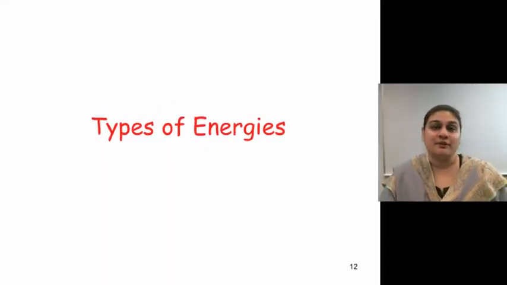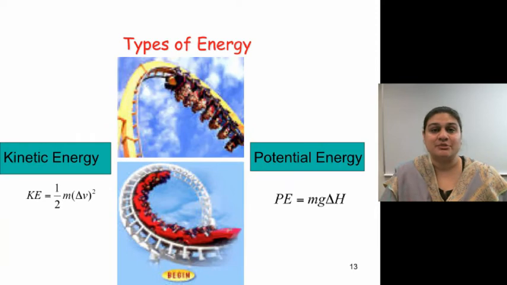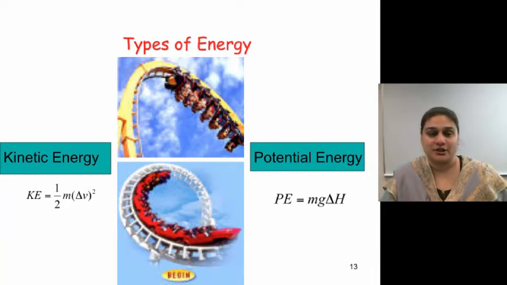So now let's talk about the basic types of energies. The basic types of energies are kinetic and potential. Kinetic energy is, as the word implies, due to the motion of an object. So when an object is in motion, its kinetic energy is half its mass times the square of its velocity.